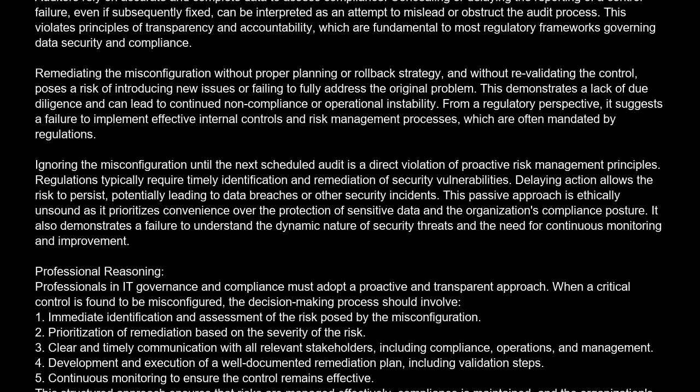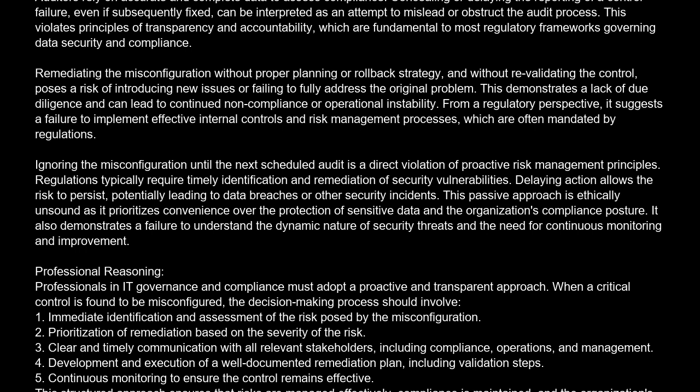Remediating the misconfiguration without proper planning or rollback strategy, and without revalidating the control, poses a risk of introducing new issues or failing to fully address the original problem. This demonstrates a lack of due diligence and can lead to continued noncompliance or operational instability. From a regulatory perspective, it suggests a failure to implement effective internal controls and risk management processes, which are often mandated by regulations.